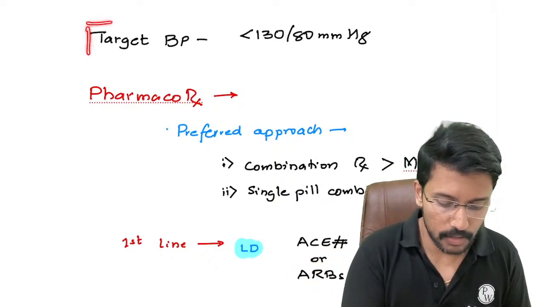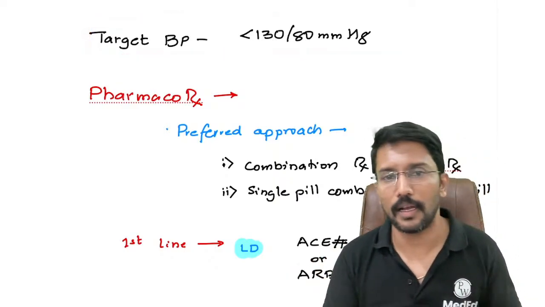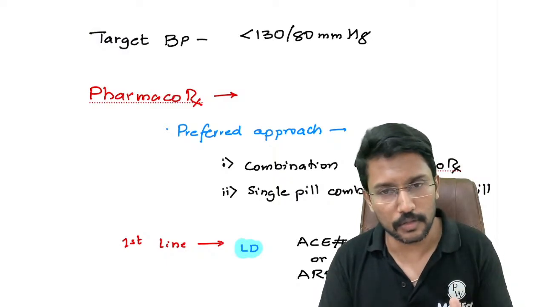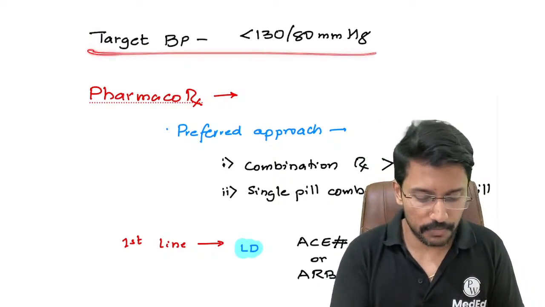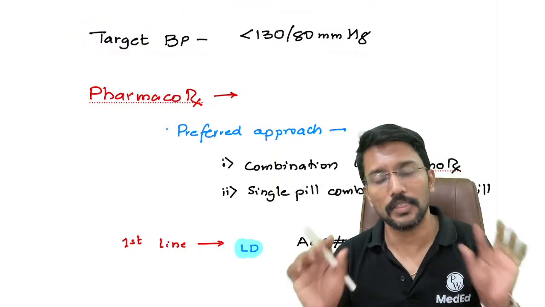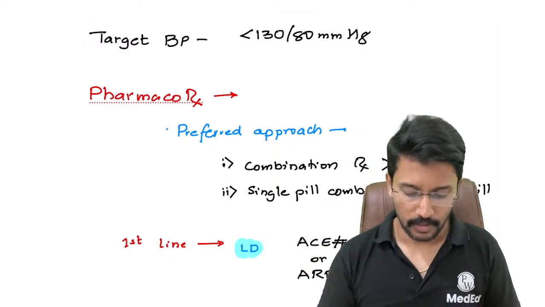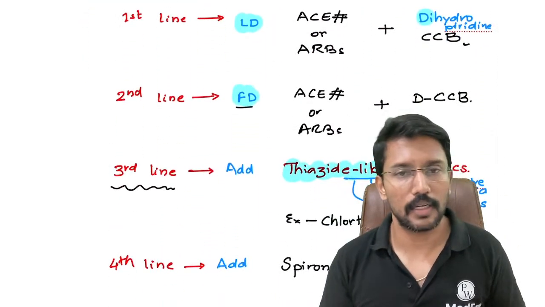So our target BP is to get the systolic less than 130 and diastolic less than 80. As long as it is not achieved, we need to keep stepping up our treatment. Once we achieve this and sustain the BP in this range, then only we can relax, right? So how do we achieve this target of less than 130/80?